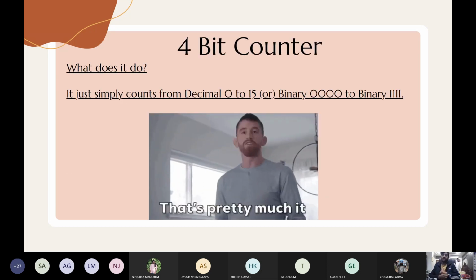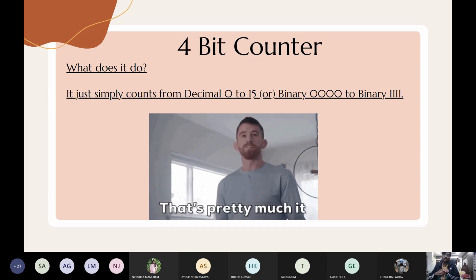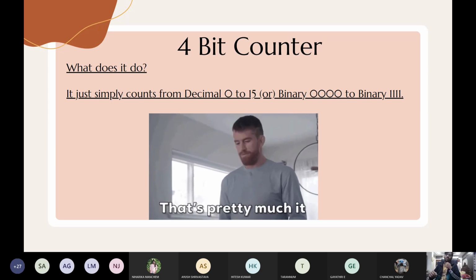Let's talk about a 4-bit counter. What does it do? It simply counts from decimal 0 to 15. If you convert decimal 0 into 4-bit binary, it's simply 0000, and 15 is 1111. And that's pretty much it. Simple enough, right?